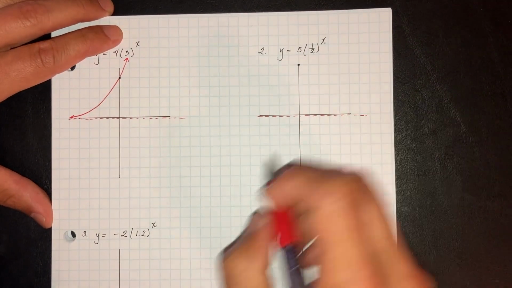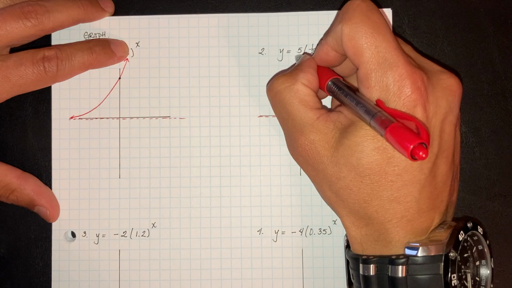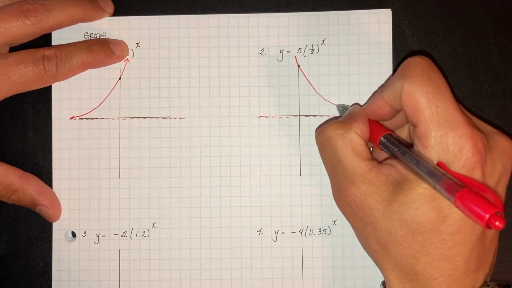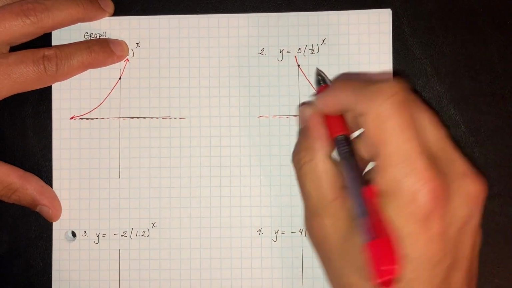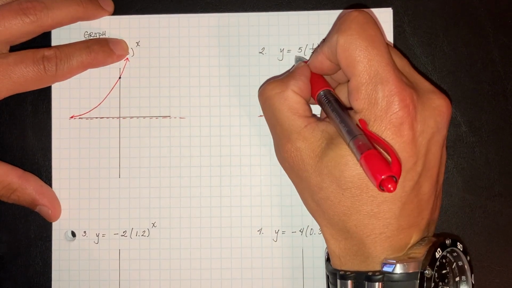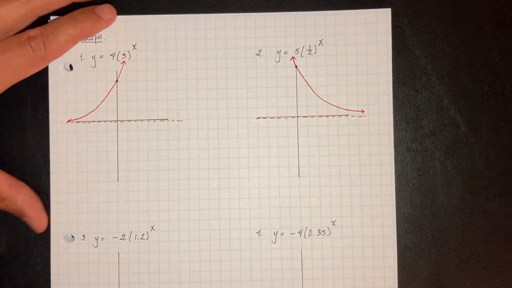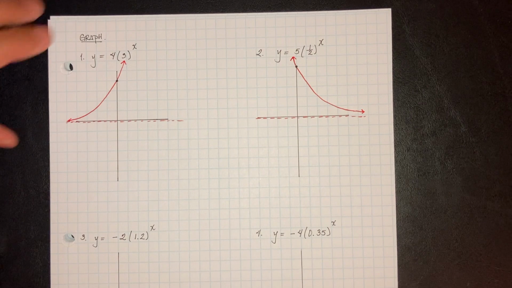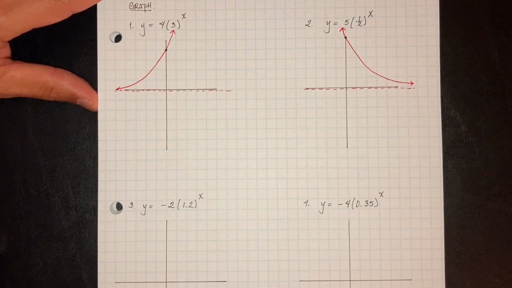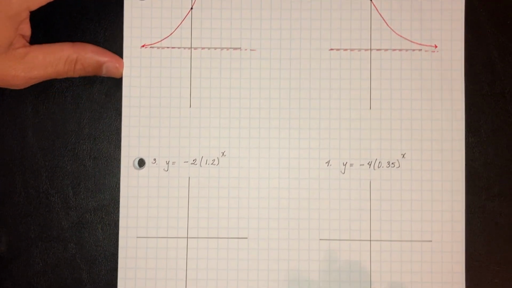And then it's going to be going downward. Why is it going down? Because the B value is between 0 and 1. Okay. And that's it, guys. All right. Let's do some more.